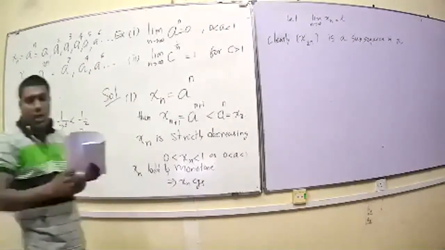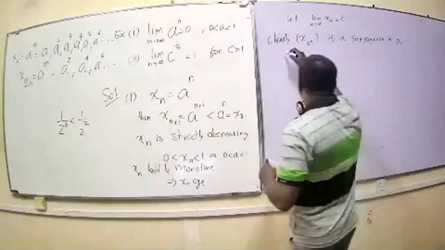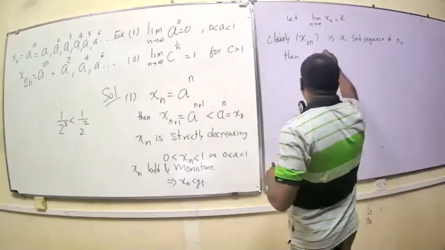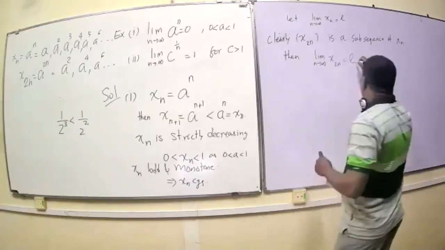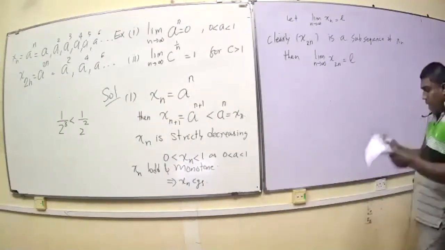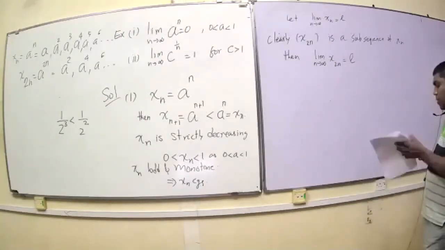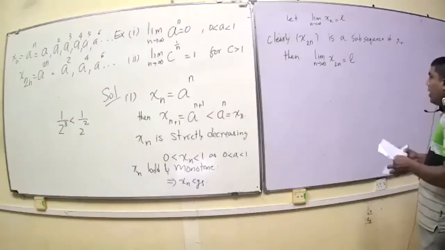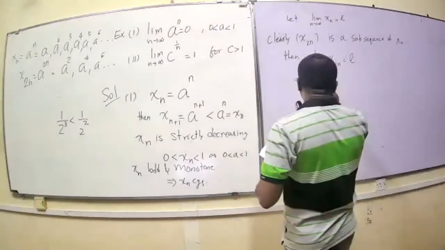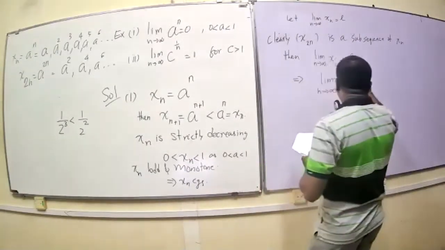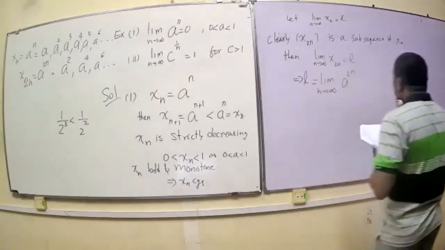Right? So that is obviously a subsequence which you can easily see. So if this is a subsequence, the limit of this sequence is L, right? Because you just prove the limit of the sequence, and then the limit of the subsequence is L. So this means the limit as n goes to infinity of a to the power 2n is equal to L.